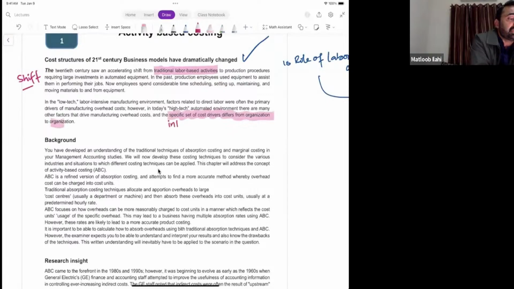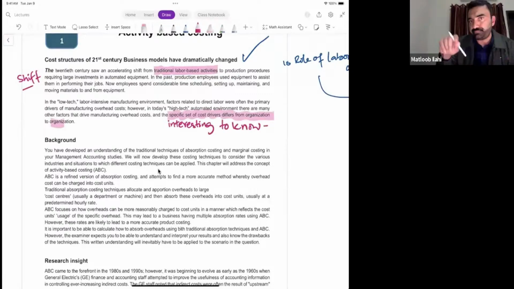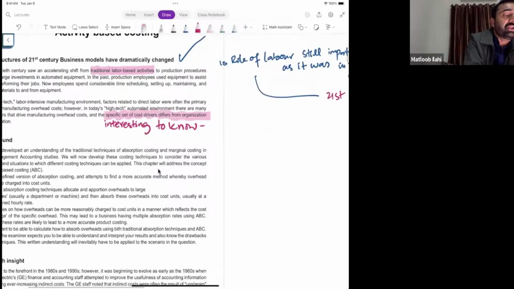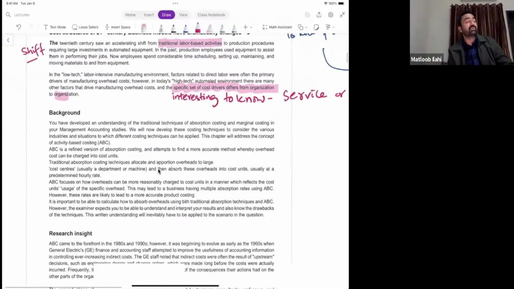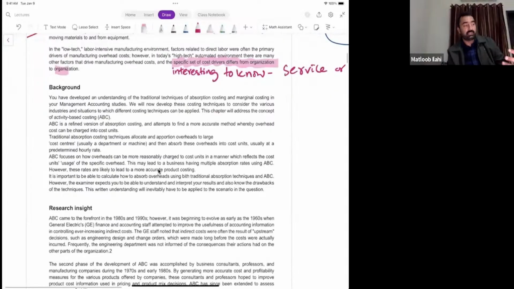This is interesting to know that the drivers of those overheads, or drivers of those costs, vary from industry to industry. For example, in service industries or manufacturing industries, the drivers are different. So this is all about the new developments.